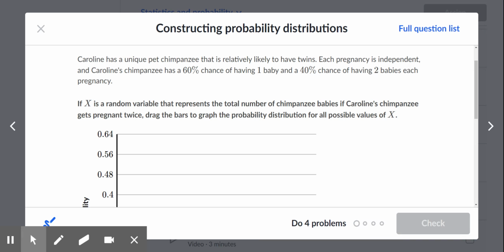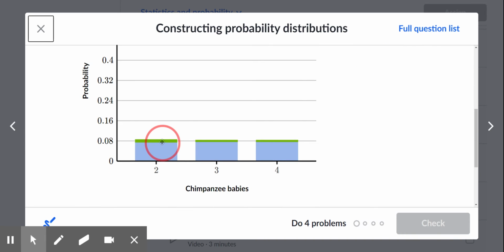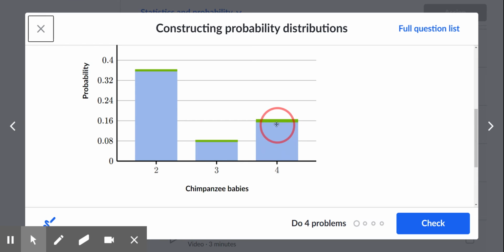So then you can graph this, right? For two babies it is 0.36, and for four babies it is 0.16. I need to write this down somewhere, if not, I will forget. So two babies is 0.36, and four babies is 0.16. All right, let's go. So for two babies, you drag to 0.36, which is about here, halfway between 0.32 and 0.4. And for four babies, you drag to 0.16 right here.